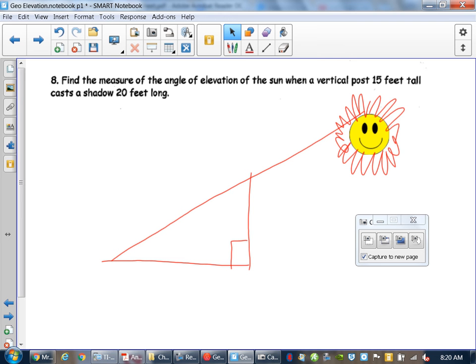The sun casts the shadow of a post that is a 15 foot tall post. It has a shadow that is 20 foot.